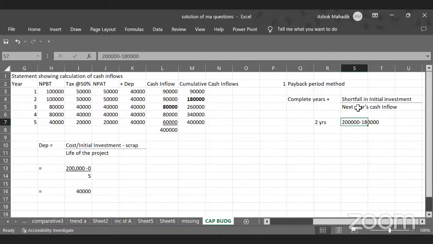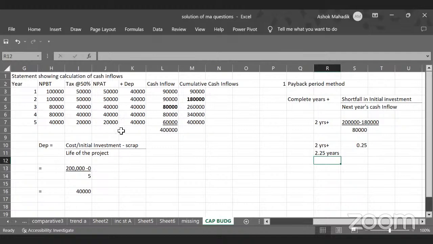Upon next year's cash inflow, which is 80,000. So if you solve the fraction, we'll see how much you get. 20,000 divided by 80,000 is 0.25. So it will be 2.25 years. I hope this is clear.